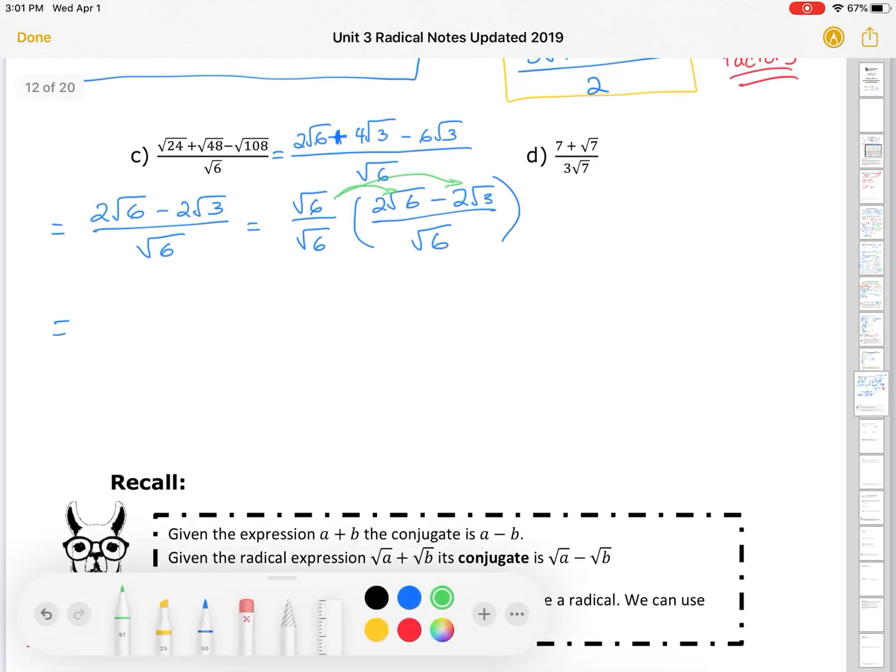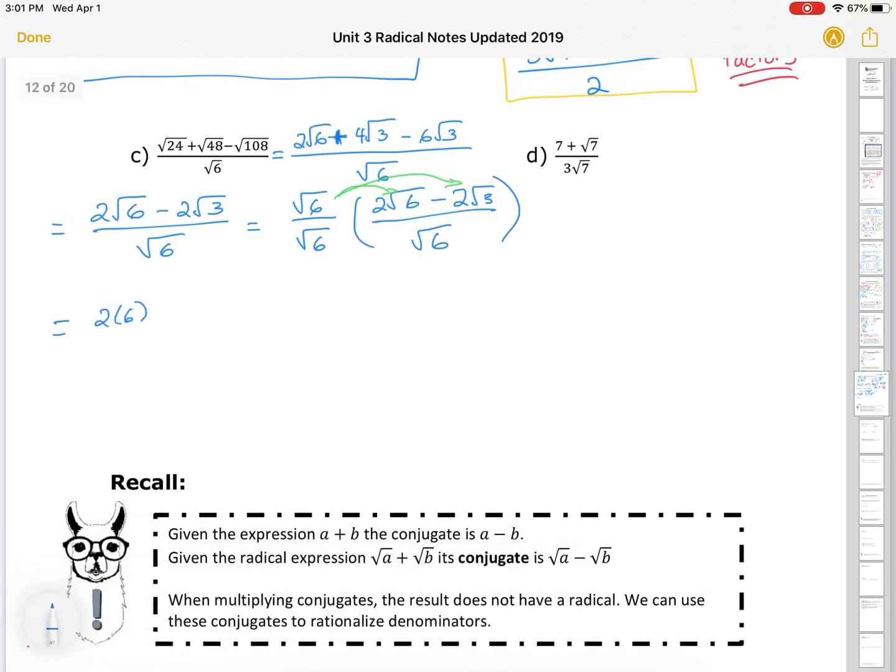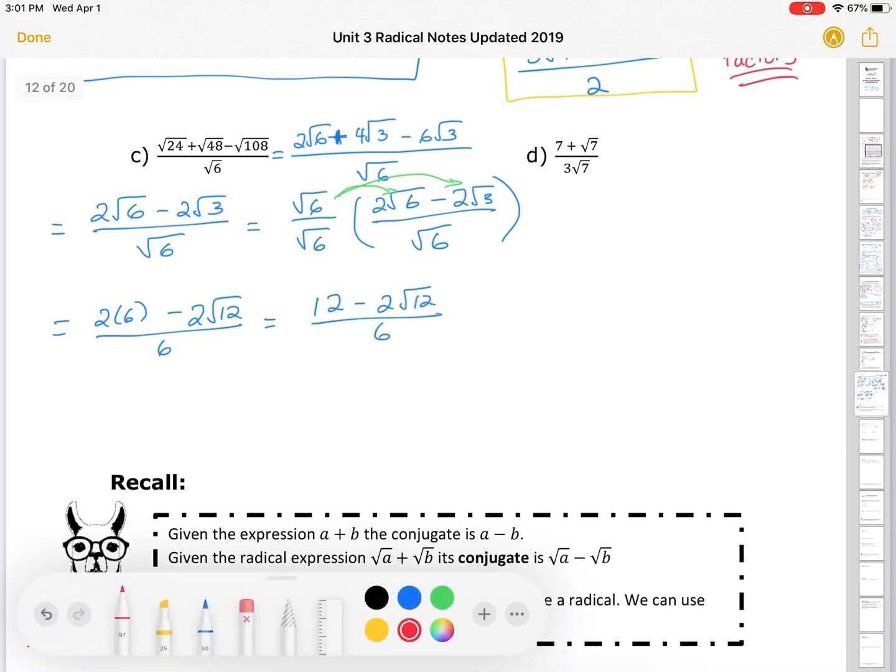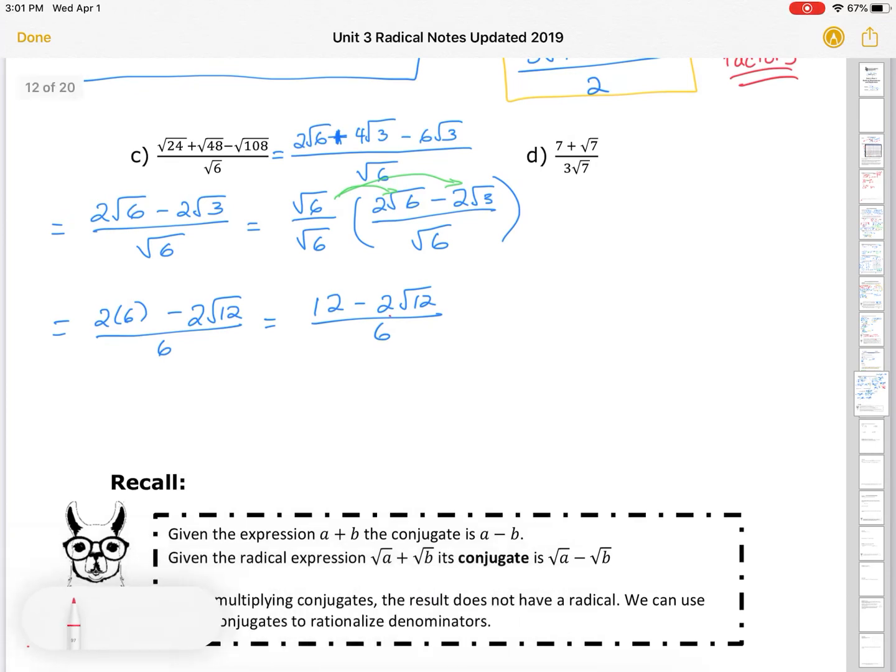When we distribute, multiplying that root 6 by both terms in that bracket, first we get 2 times 6 minus 2 times root 12. And on the bottom, root 6 times root 6 is equal to 6. Now again, let's simplify. I'm going to get 12 minus 2 root 12 all over 6. I'm going to ask myself about common factoring. What can I take out of 12, 2, and 6? I can divide out a 2.